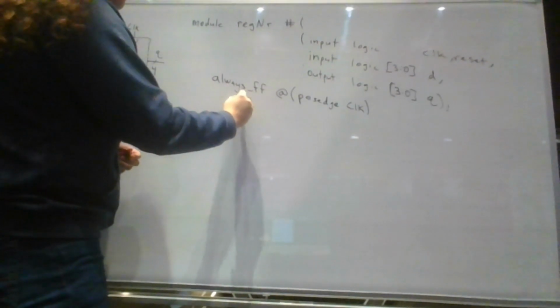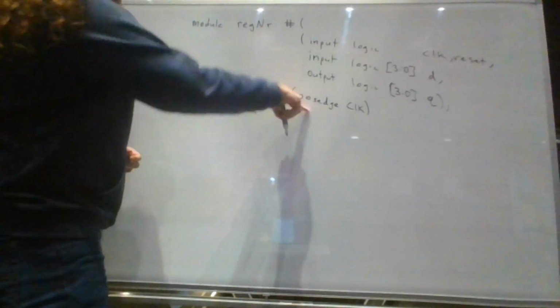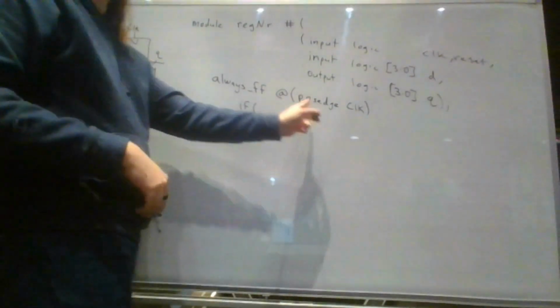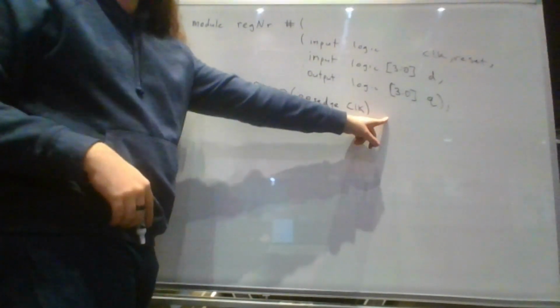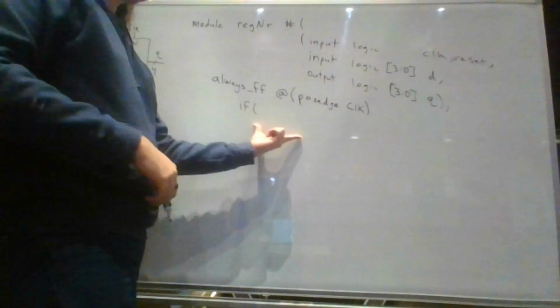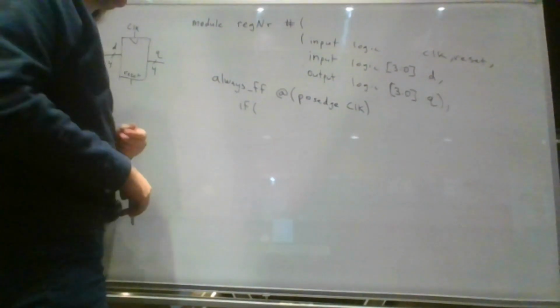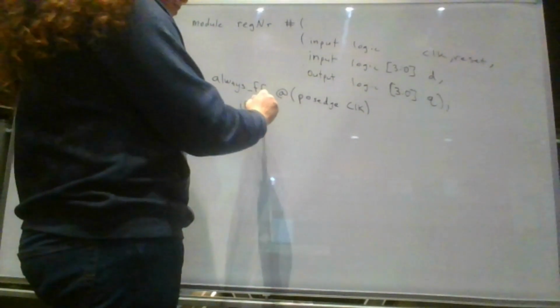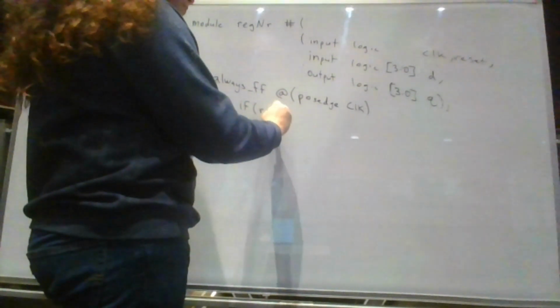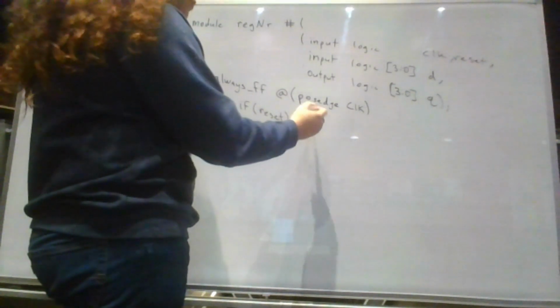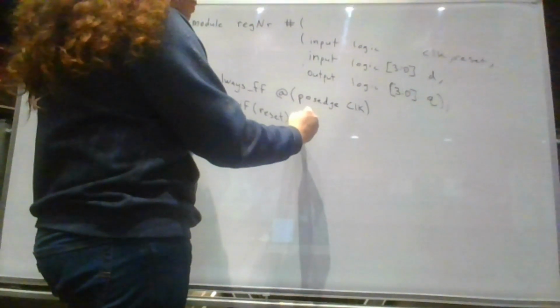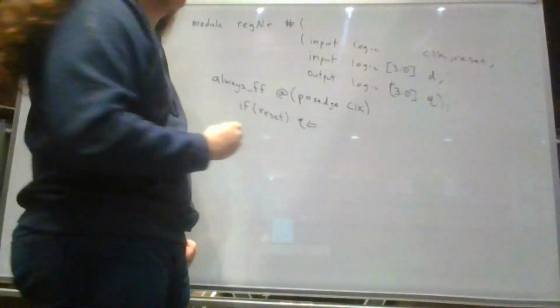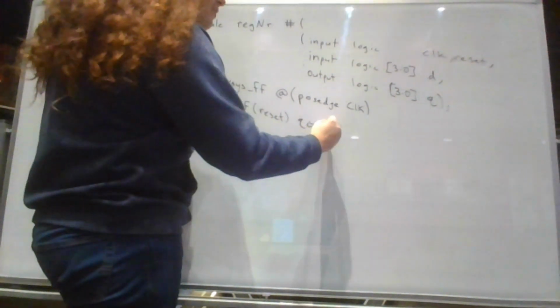Instead, on the inside, even though this is synchronous, we don't put the reset in the sensitivity list. We still have to account for it inside the body of the always block, where we say, okay, if reset is true, we want the output Q, in other words the value stored in the register, to be 0.